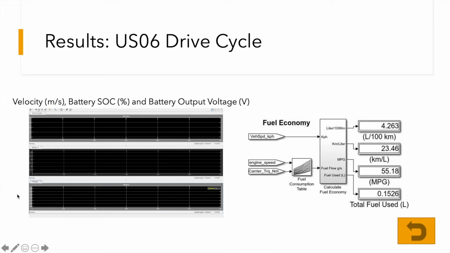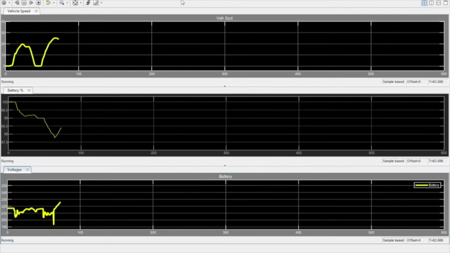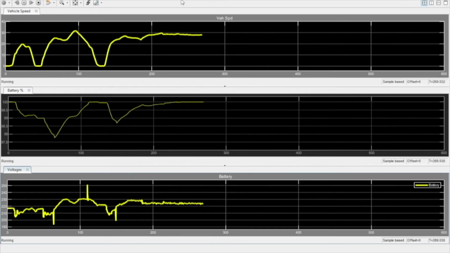And the simulation of the velocity, state of charge, and output voltage of the battery with respect to time was as follows. You can see how stable velocity led to the battery being charged again, and a heavy acceleration led to the discharge.